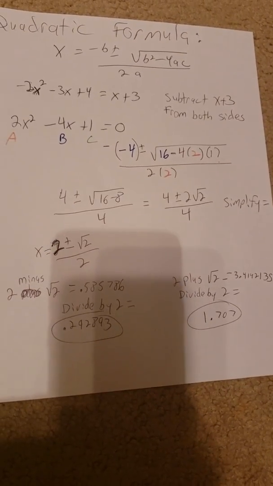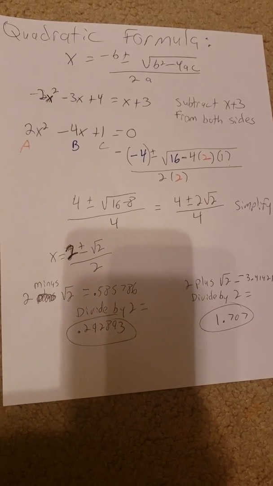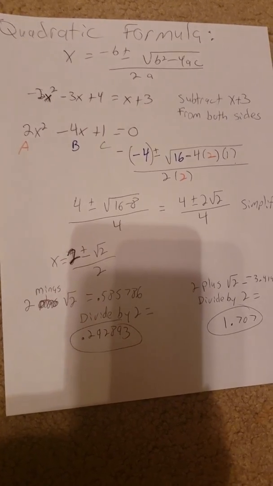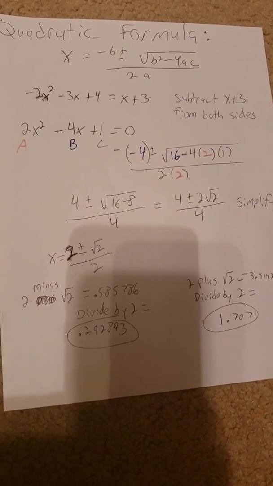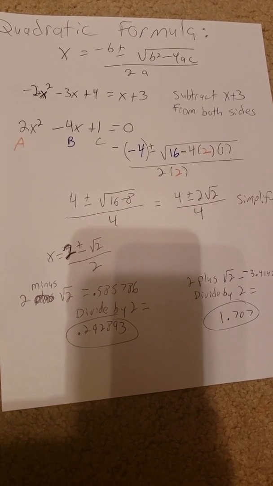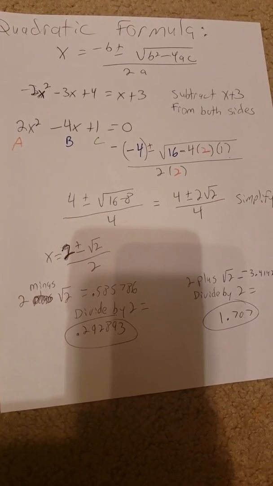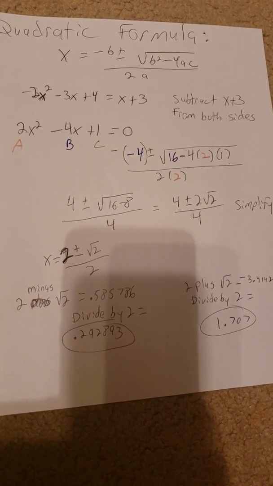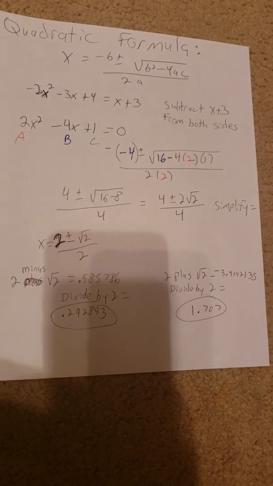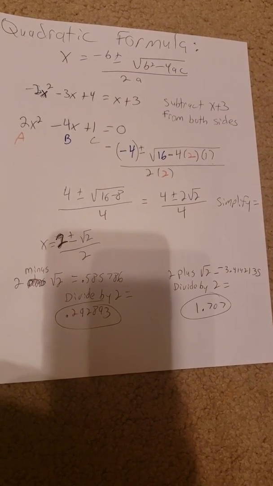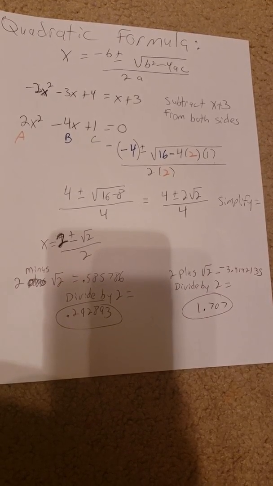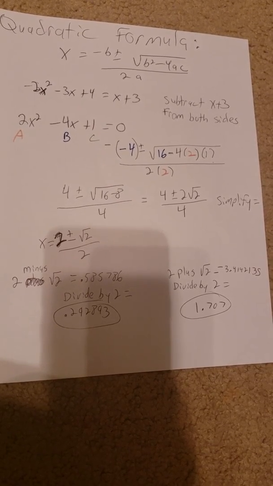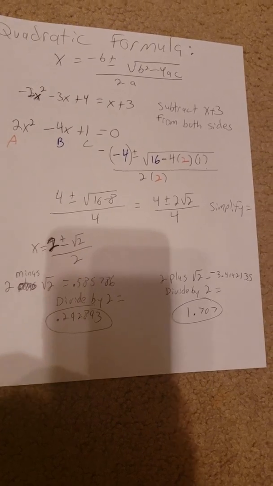Then we identify our a, b, and c, and that is going to be our 2 is the a, our negative 4 is our b, and the 1 is our c. We're going to plug that into our formula, and there's going to be negative negative 4 plus or minus the square root of 16 minus 4 times 2 times 1 all over 2 times 2. That is going to give us 4 plus or minus the square root of 16 minus 8 over 4. That is going to equal 4 plus or minus 2 square root of 2 over 4.